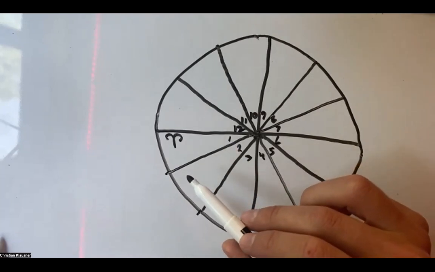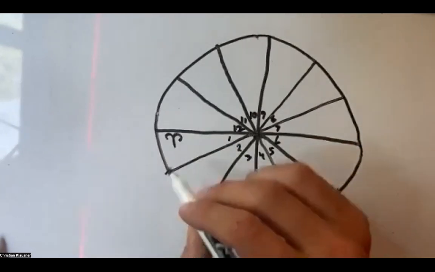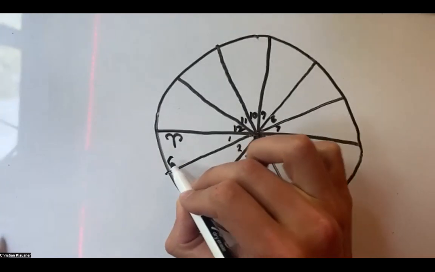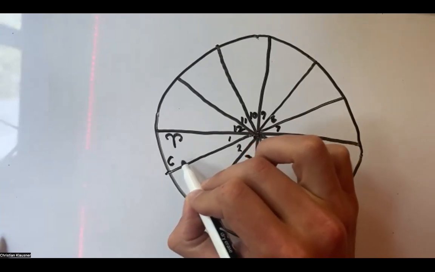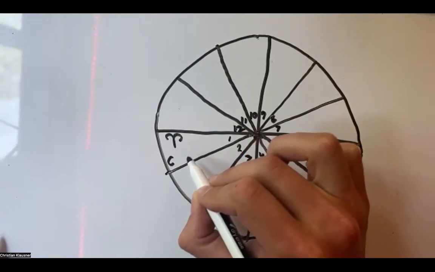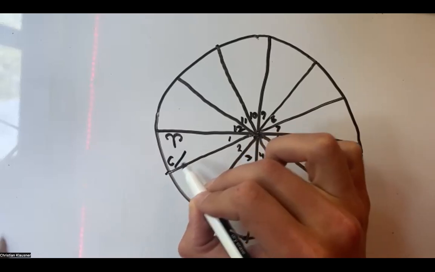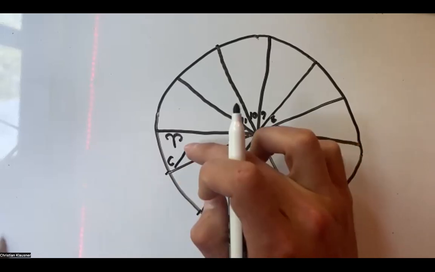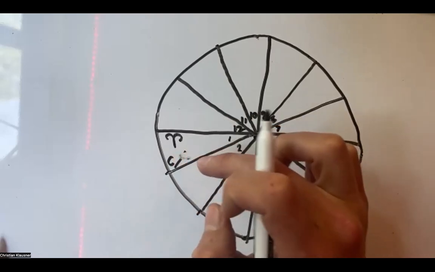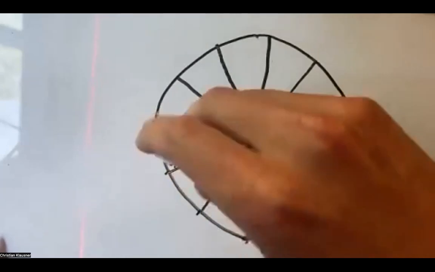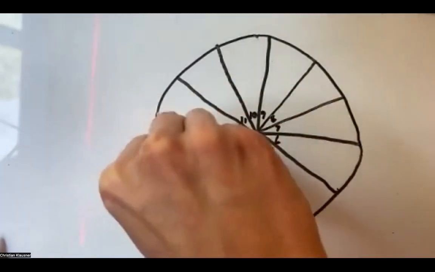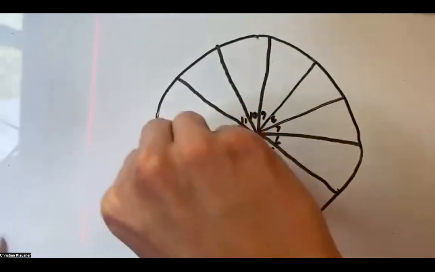Okay, so you can write C here for cardinal if you want, or you can write out cardinal if you want to do that. C means cardinal. And I'm going to do a little slash here, and then I'm going to write F for fire. Okay. And actually what I'm going to do is, if I can, do some color coding here again.